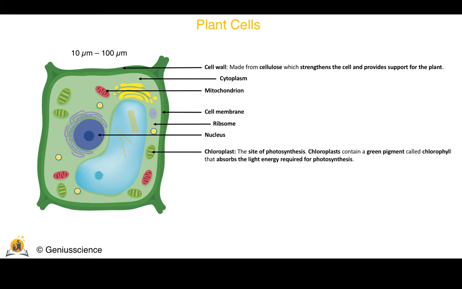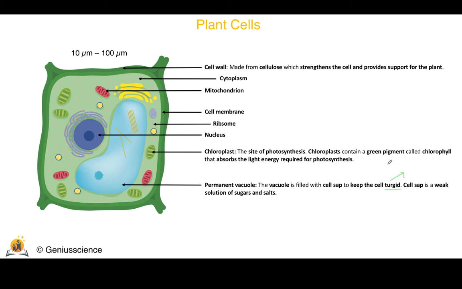Chloroplasts contain a green pigment called chlorophyll that absorbs the light energy required for photosynthesis. And the third organelle is the permanent vacuole. The vacuole is filled with cell sap to keep the cell turgid. Cell sap is a weak solution of sugars and salts. And the word turgid simply means swollen.